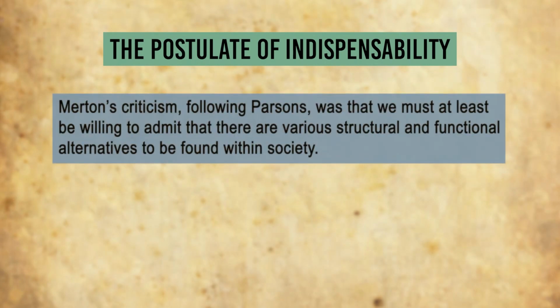Merton's criticism was that we must at least be willing to admit that there are various structural and functional alternatives. So this is very important. And learners, I think you will be able to appreciate the significance of these statements, where we are questioning the indispensability of institutions, paths, or ideas which we thought were absolutely necessary for the sustenance of the society, as if there are no alternatives which can do the work, which is absolutely wrong. There are functional alternatives, there are substitutes for institutions which are coming up, and therefore it is no longer a necessity that one institution must remain for a very long time, or at times it may become dysfunctional, giving way to other institutions.